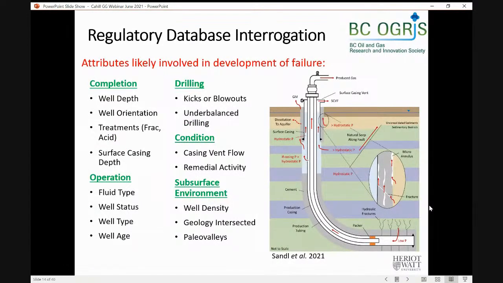So, the regulatory database interrogation exercise. We looked at various attributes of each and every single well in BC. We looked at things like completion details, depth, orientation, and whether they had any treatments, for example hydraulic fracturing treatments, surface casing depths, and drilling methodologies, whether there were kicks or blowouts, and also things like the subsurface environment in which the wells were hosted. For example, how many wells were nearby, and what type of geology was intersected.